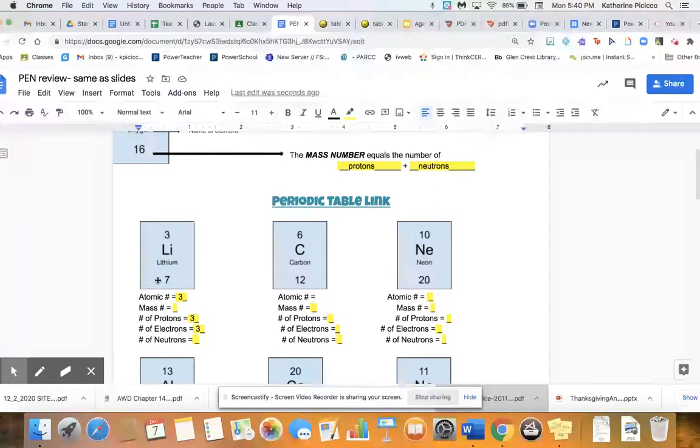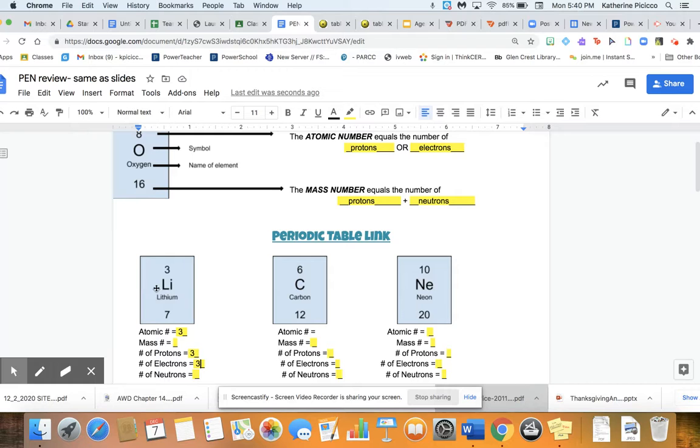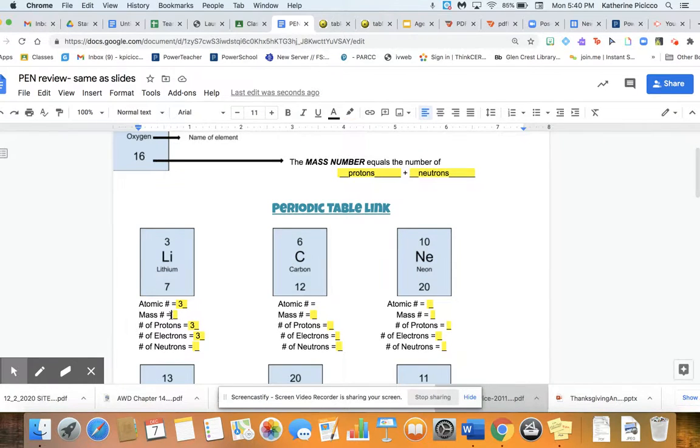Then the bottom number is what we call the mass number. So the mass number of lithium is 7. I just take the bottom number. Here comes the trickiest part, but it's really not that tricky if you listen carefully. To find the number of neutrons, all I do is take this bottom number minus the top, or big minus small. I don't have to write this every time, but it helps me, so I do. So I take 7 minus 3, big minus small, so 7 minus 3 equals 4. So this atom has 4 neutrons.